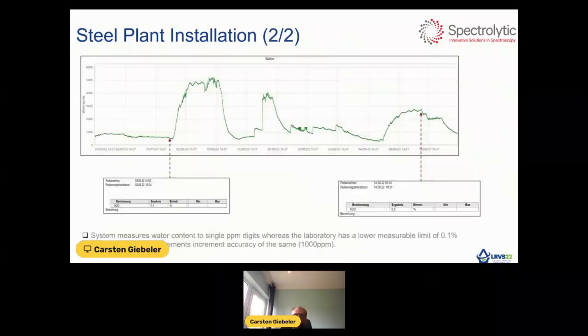So here on the next slide, you see a comparison between our sensor data and the laboratory results. So here you can see the 0.1. This is what they have measured, and this is what we are measuring as well. And here you have slightly higher concentration, 0.3. As I say, this matches all very nicely.